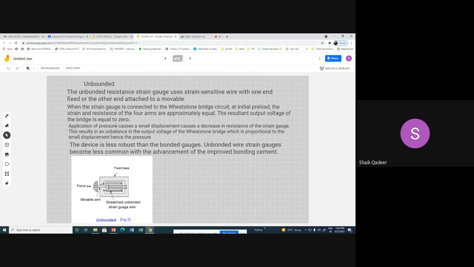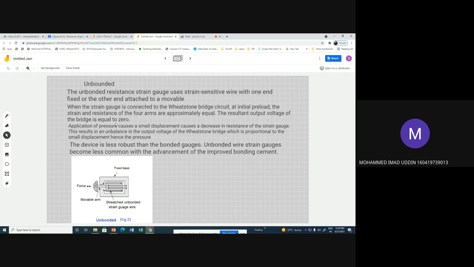Have you seen Wheatstone bridge before this? Yes, sir. Do you have any idea about the Wheatstone bridge? Sir, four resistors on the opposite side. Yeah, it will be in a square form. I'm interested in knowing whether you know the operation or not. When all four resistors are equal, what happens to the output voltage? The output voltage is zero, right?